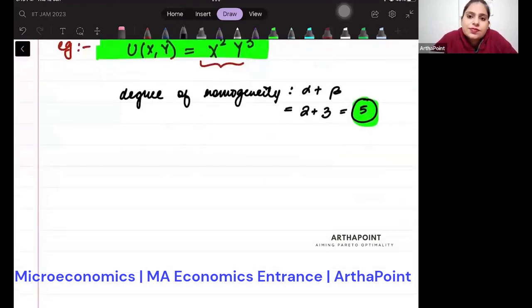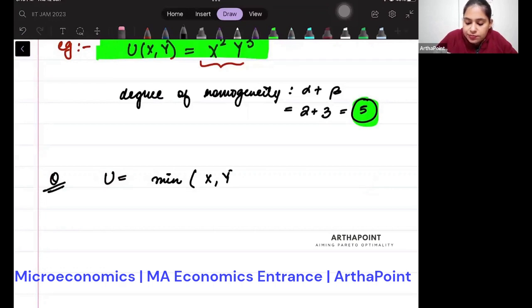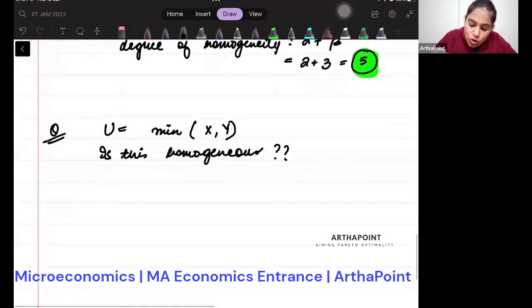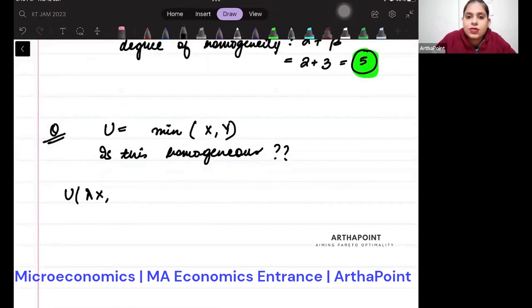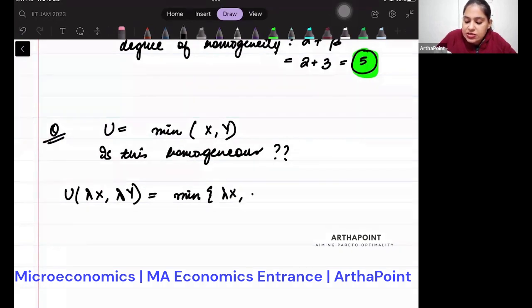the next thing is, let's take one more function. U is equal to min of x, y. And I'm asking the same question. Is this homogeneous? Let's try this. So I will go ahead and instead of x, write lambda x. Instead of y, write lambda y. This will be min of lambda x, lambda y.